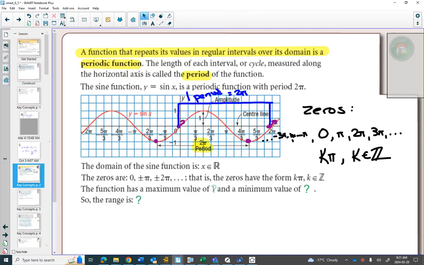And again, on your unit circle, the highest your y-coordinate ever gets is 1. The lowest it ever gets is -1. And so the range is from -1 to 1. So what I'm going to show you right now is a unit circle and how the unit circle draws the graph of the sine graph.